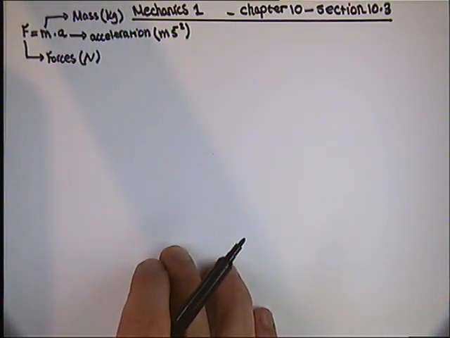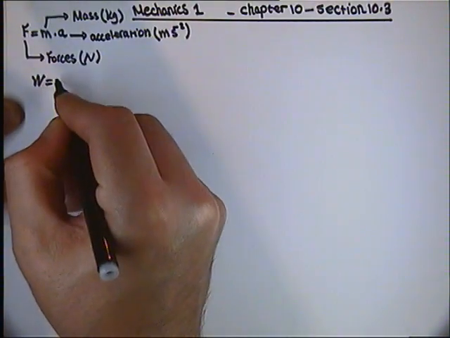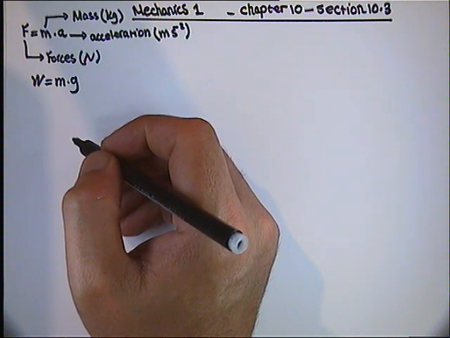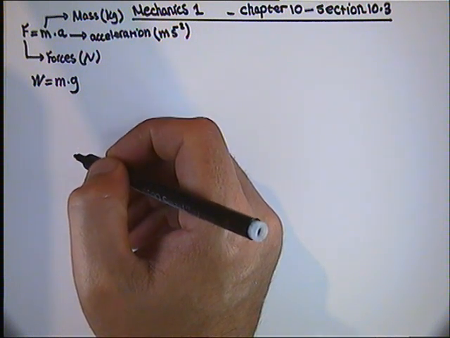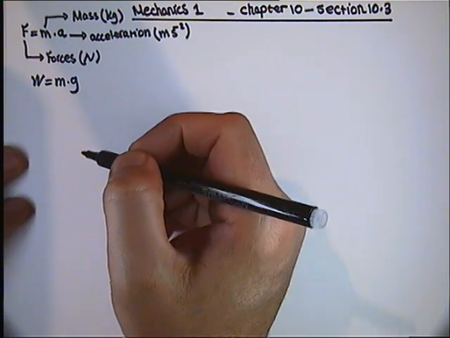Okay, before the first example, we've got another formula, which is the formula for gravity. Weight is equal to mass times gravity. Gravity is the acceleration due to the gravitational force of the Earth, which is normally 9.8 meters per second squared.